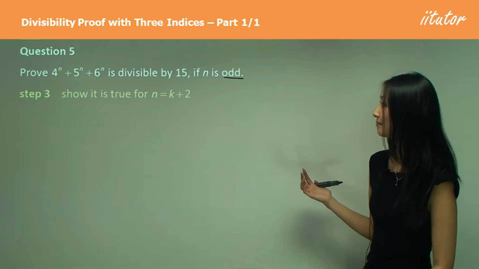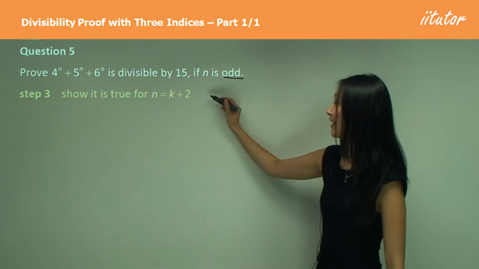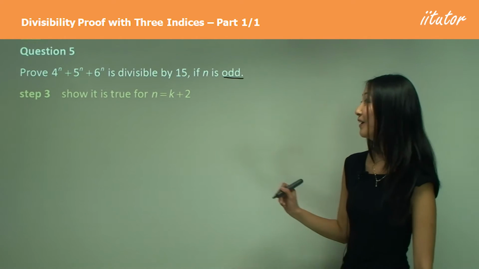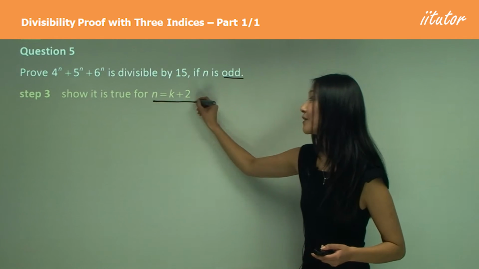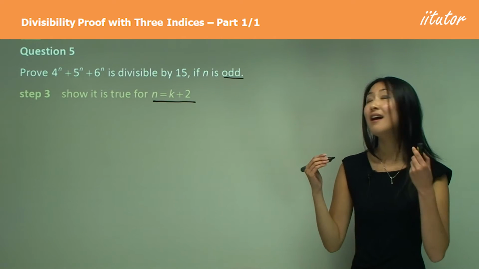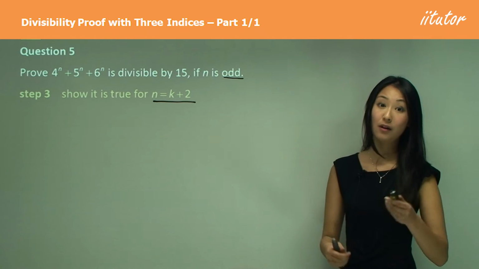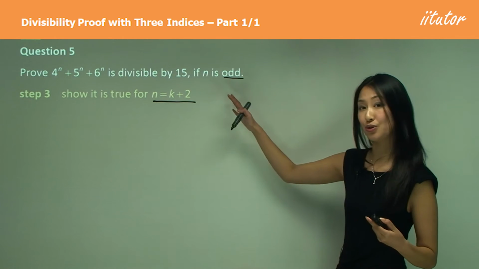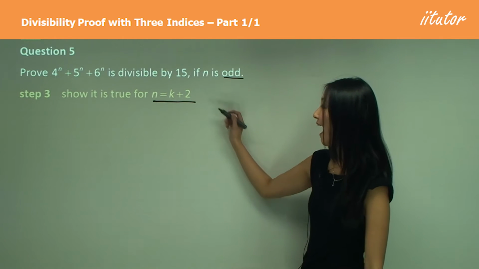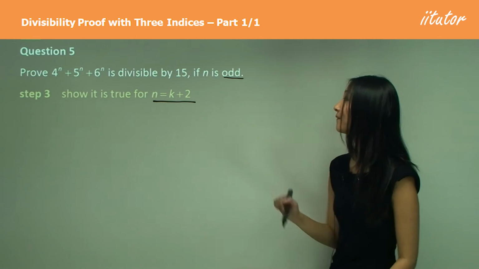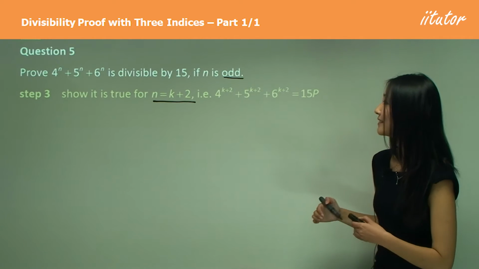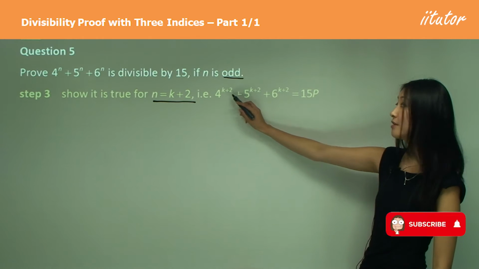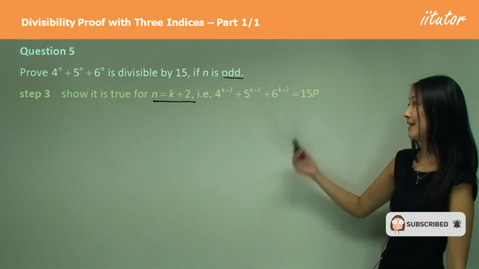All right, now, step 3. So in step 3, let's show this is true for n equals k plus 2. So remember how I said we're going to be increasing by more than 1 here? Because to make sure that this is odd, I have to start off with 1, plus 2 to be 3, plus 2 to be 5. That's the only way I can ensure it's odd. So that's why I have n equals k plus 2. Alright, so by substituting in k plus 2, I have 4 to the power of k plus 2, 5 to the power of k plus 2, 6 to the power of k plus 2.